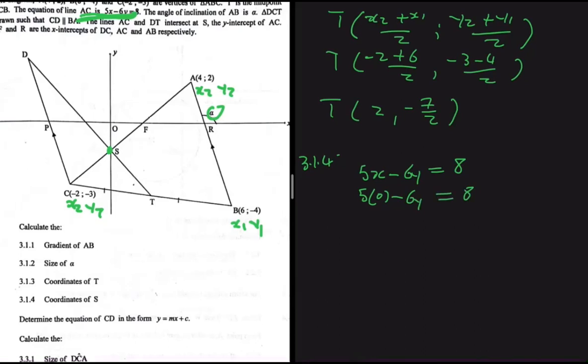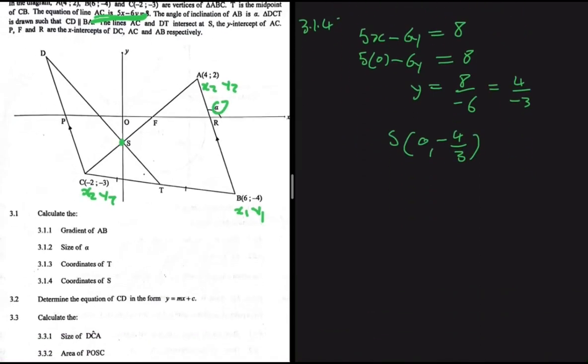So that 5 is just going to fall away, right? So you just have y being equal to 8 divided by minus 6, right? If we divide everything by 2 there, we should get 4 divided by minus 3. So the coordinates of S is 0 and minus 4 divided by 3.